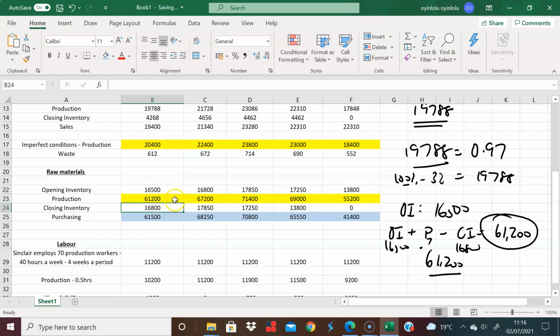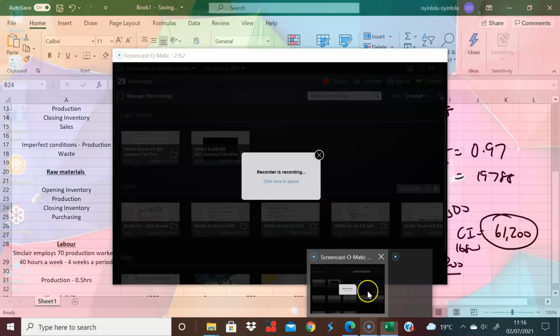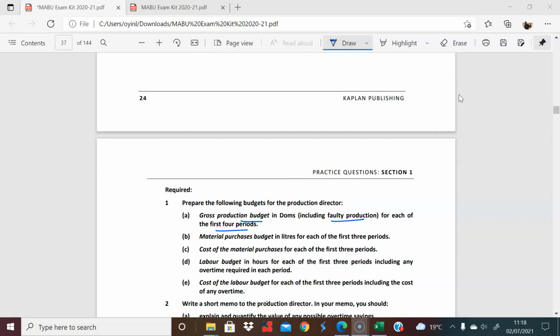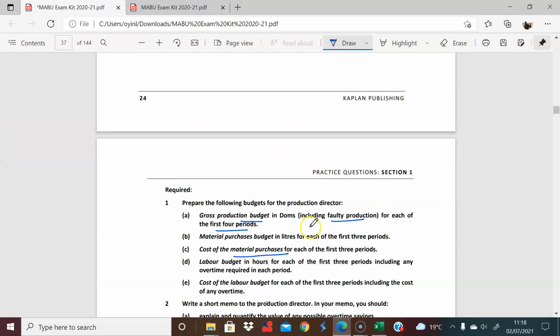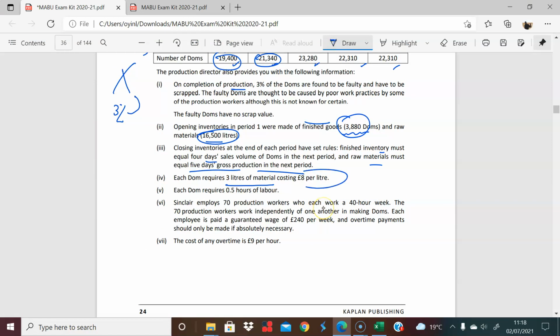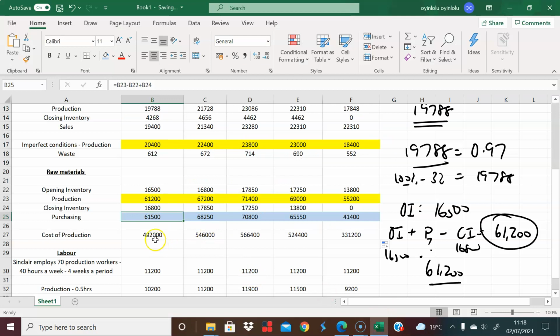The next bit we'll be looking at is the cost of production, which isn't too bad. Part C says, what is the cost of the materials purchased? The material purchases. So when we went out there, we went out to buy these things here. What is the cost of that? Simply the cost of that is the purchases themselves times whatever it costs us. The question clearly tells us they're spending £8 a litre, so literally multiplying that by 8, and you're getting there. That's your cost of production.